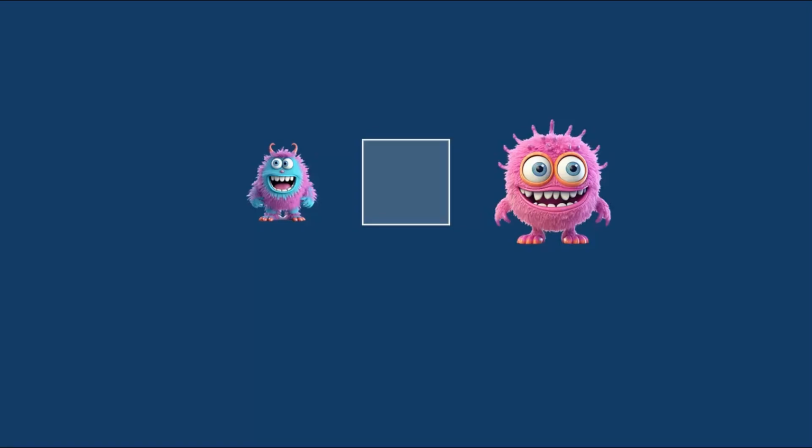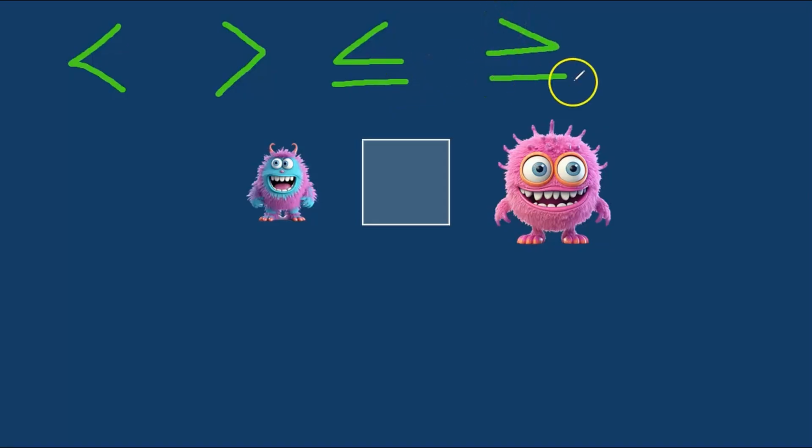Let's talk first about what inequality symbols are. There are 4 inequality symbols: less than, greater than, less than or equal to, greater than or equal to.